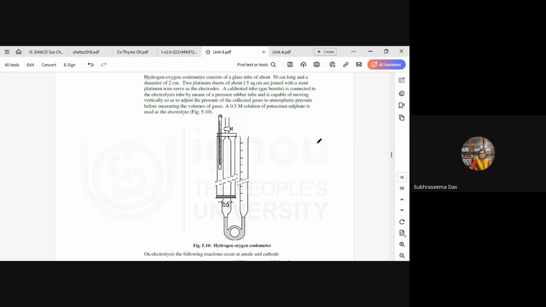They are joined with a stout platinum wire that serves as the electrodes. The calibrated tube is connected to the electrolysis tube by means of a pressure rubber tube, and it is capable of moving vertically. A 0.5 molar solution of potassium sulfate is used as the electrolyte.